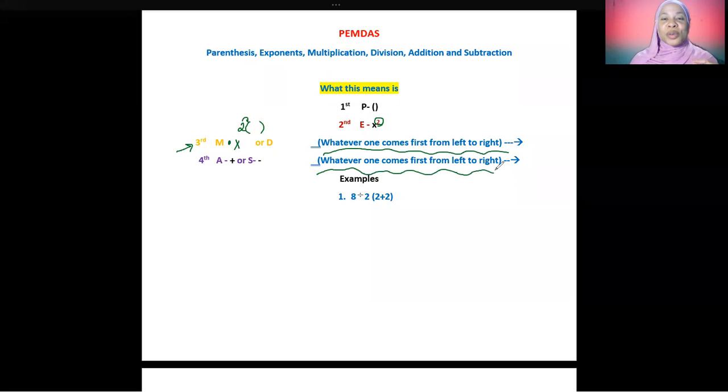So the only way you determine which one you do first, the same thing. You have to take your little finger and go from left to right, and whatever one you touch first, that's the one you do. So if you touch subtraction first, you do subtraction, and then if you see addition, you do addition. So addition and subtraction are on the same level, but they're under multiplication and division, and multiplication and division is under exponents, and exponents are under parentheses in the order of operation.